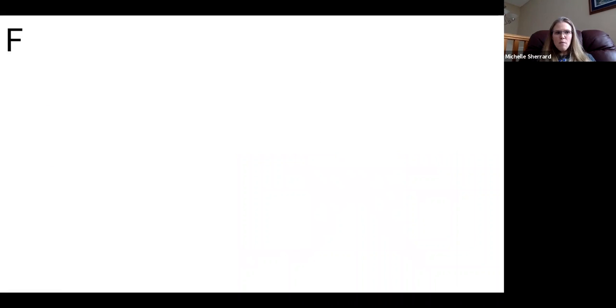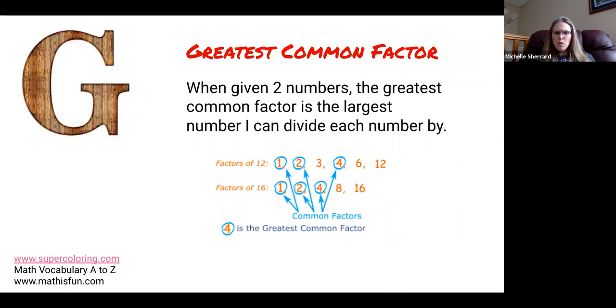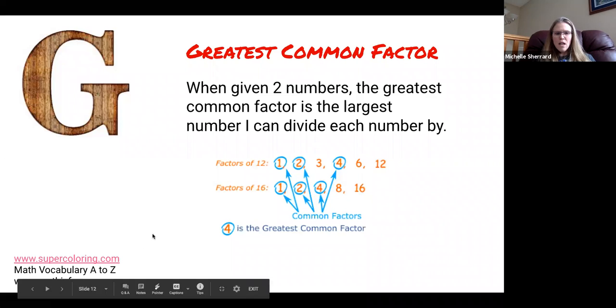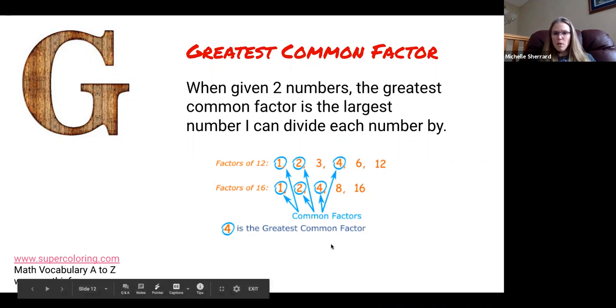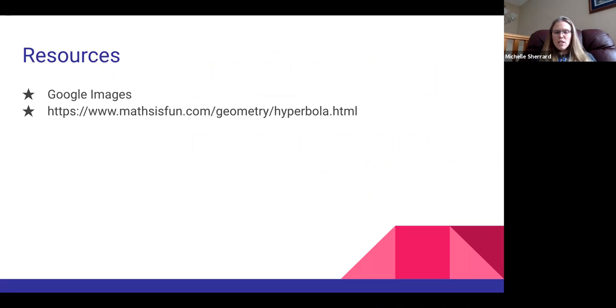I also did one more. This one was a little bit more basic, a little bit faster. Again, put the letter on here. Down here are my resources. I chose greatest common factor and I put it in my own words. So I didn't necessarily have to research what a greatest common factor was. When given 2 numbers, the greatest common factor is the largest number I can divide each number by. And then here is my example of 4 being the greatest common factor. At the end of this presentation, again, will be a page. If you choose to add your own resources, you can.